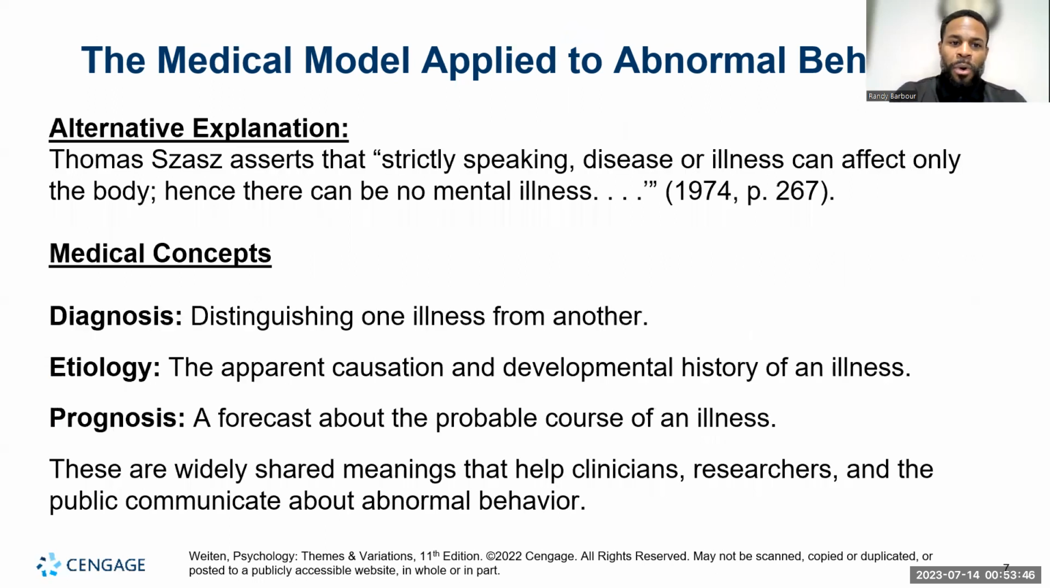Okay. So one of the alternative explanations to the medical model: Szasz asserts that, strictly speaking, disease or illness can affect only the body, right? Hence, there can be no mental illness. So this was a critique, that there can't be any mental illness. He talked about an alternative explanation of what a psychological disorder is.